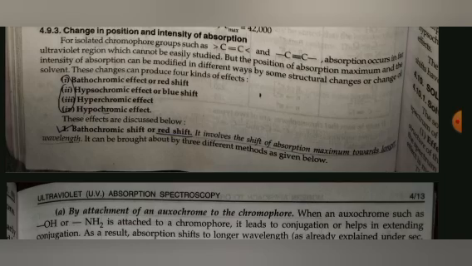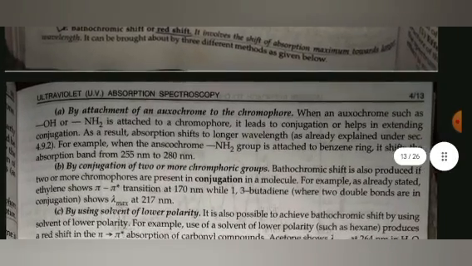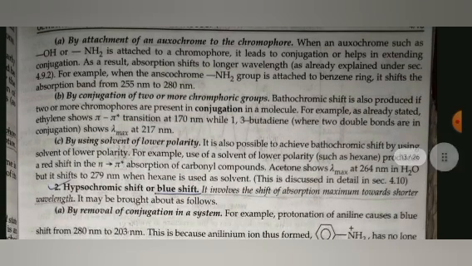First is bathochromic shift or red shift. It involves the shift of absorption maximum towards the longer wavelength. It can be brought about by three different methods as given below. First, by attachment of an oxochrome to the chromophore. When an oxochrome such as OH or NH2 is attached to the chromophore, it leads to conjugation or helps in extended conjugation. As a result, absorption shifts to the longer wavelength, as already explained in section 4.9.2. For example, when the oxochrome NH2 group is attached to the benzene ring, it shifts the absorption band from 255 nanometer to 280 nanometer.